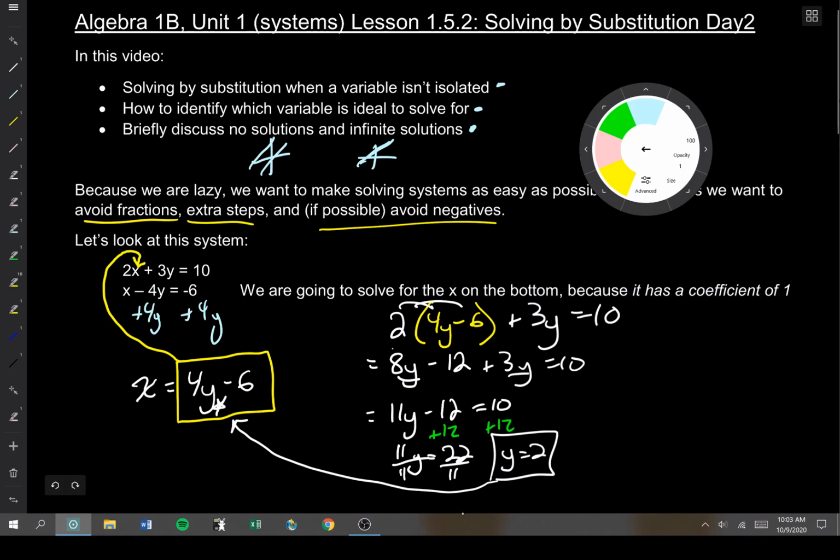So this is usually the equation, like initially the equation, x equals 4y minus 6. But I'm going to take that y and turn it into a 2, because y is 2. That's what this says, y is 2. So that means that x equals 8 minus 6, so x equals 2. My solution is the point 2, 2.